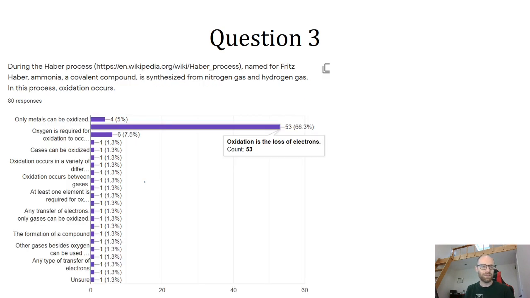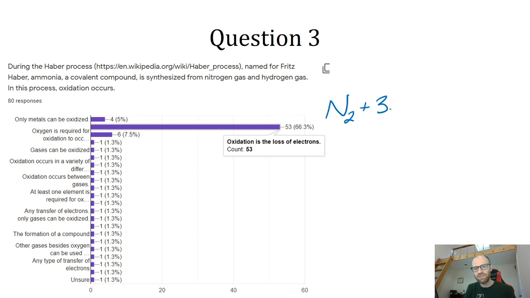The last thing I have to mention is this. I highlighted the one answer because you can see the other got a lot larger here, and I did that on purpose. The one thing that 2/3 of answers seemed to contain was that oxidation is the loss of electrons.